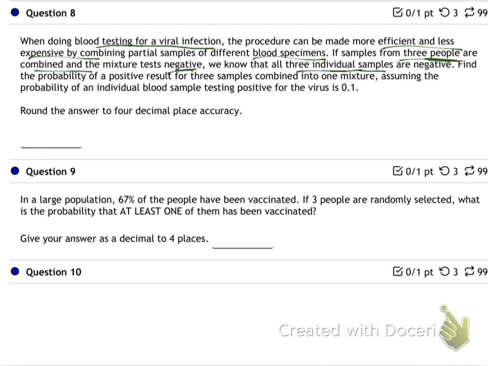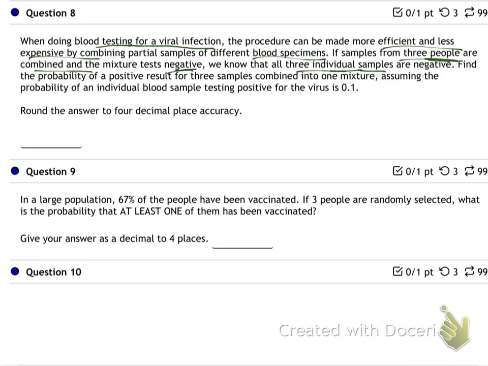So they'll take blood samples from 3 people, throw them all in the same petri dish, and test it. If it comes out negative, that means all 3 of them were negative. But if it becomes positive, that means 1 of the 3, or maybe 2 of the 3, or maybe all 3 of the 3 were testing positive for the virus. That's why the pooled sample came out positive. Getting the idea? So let's think what that means then.